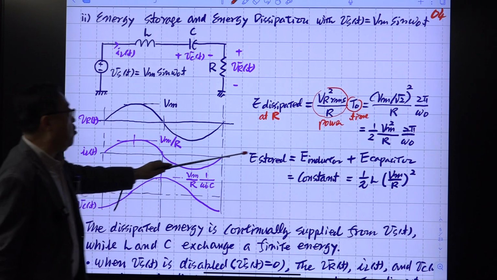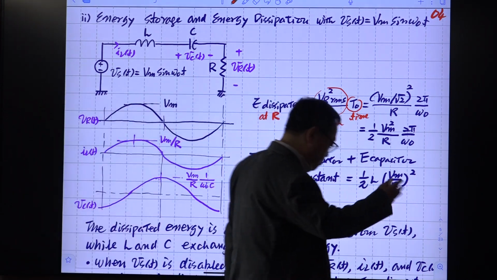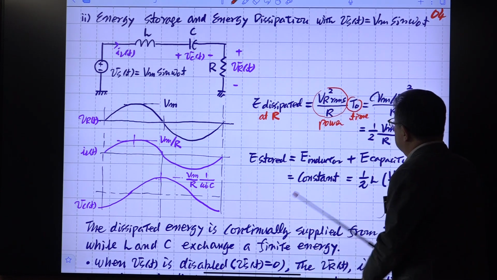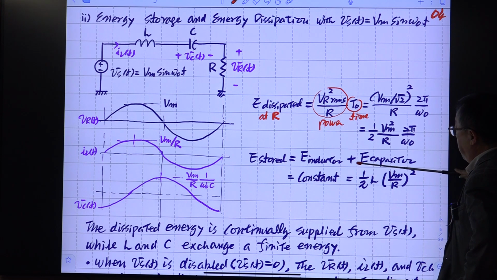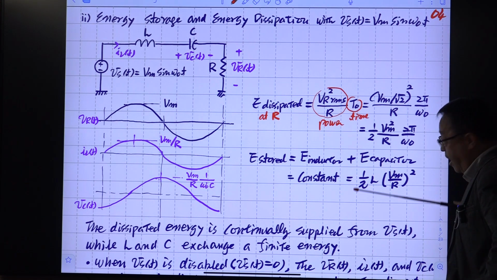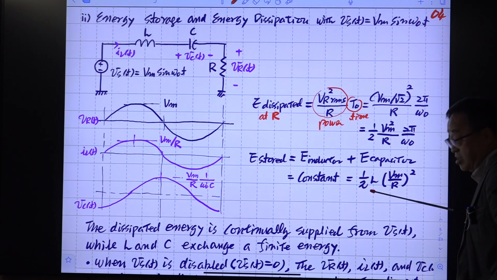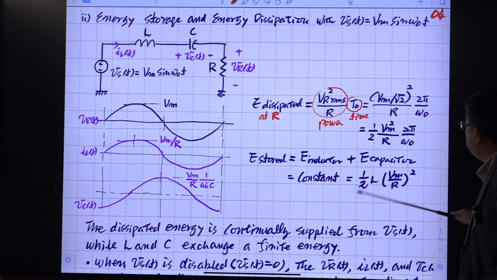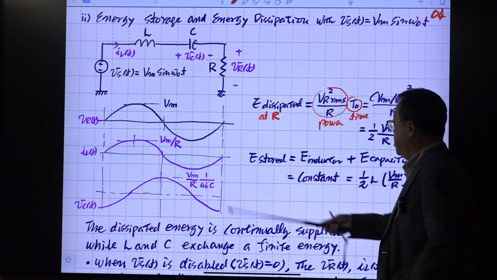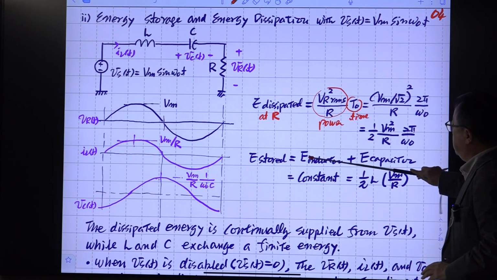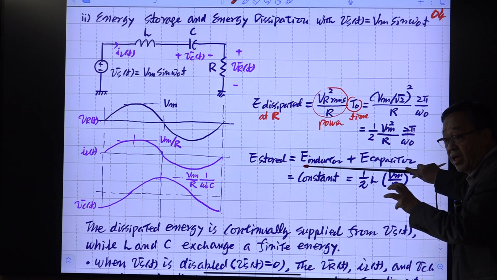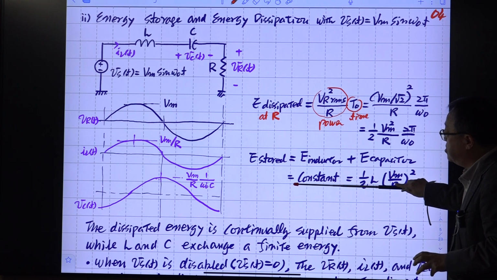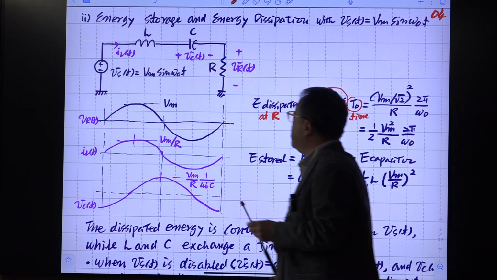The stored energy at a particular time moment is the sum of the energy stored in the inductor and the energy stored in the capacitor, and the sum remains the same. The maximum energy stored in the capacitor equals the sum of the energies in the two elements at any time, with this condition. Then think about this.